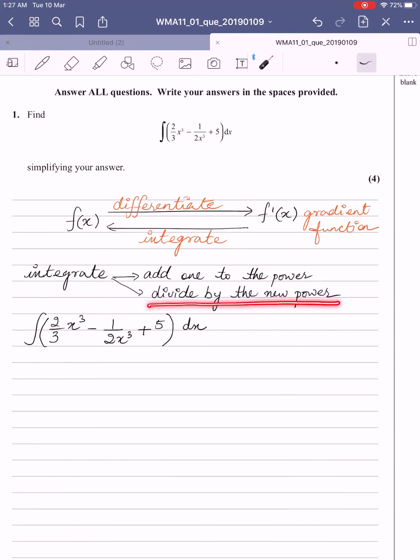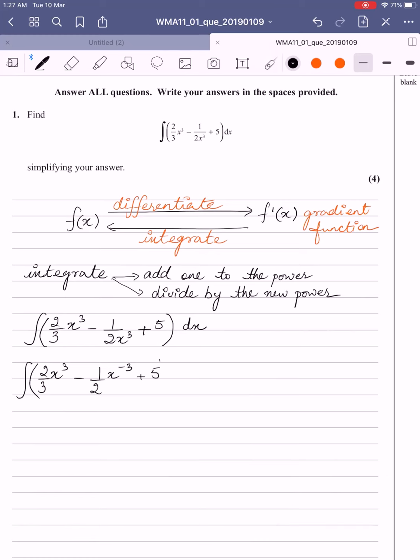The first thing that we need to know is that whenever we have to integrate, our variables must not be in the denominator. So first we will rewrite our question as 2 by 3 x cubed minus 1 by 2 x to the power of negative 3 plus 5 with respect to x.